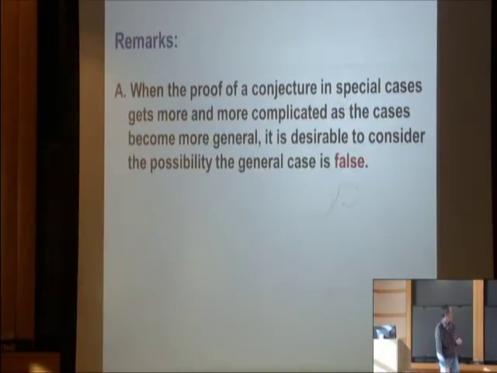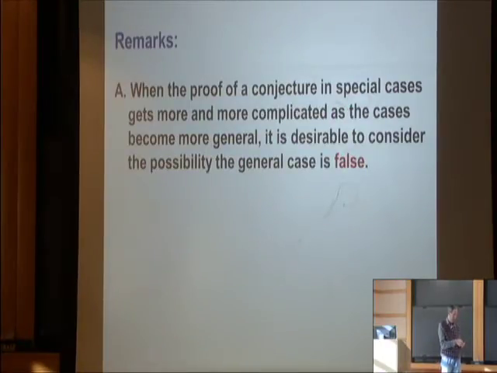So the first one, I've seen it more than once, and I think it's good to remember it, probably most of you know it, is that when you have some conjecture and it is proved for many special cases, and you see that the proofs for special cases become more and more complicated as cases begin to be more general, then we should consider also the possibility that the conjecture may be false. So this is not always the case. There are counterexamples to that as well, but this is definitely sometimes the case.